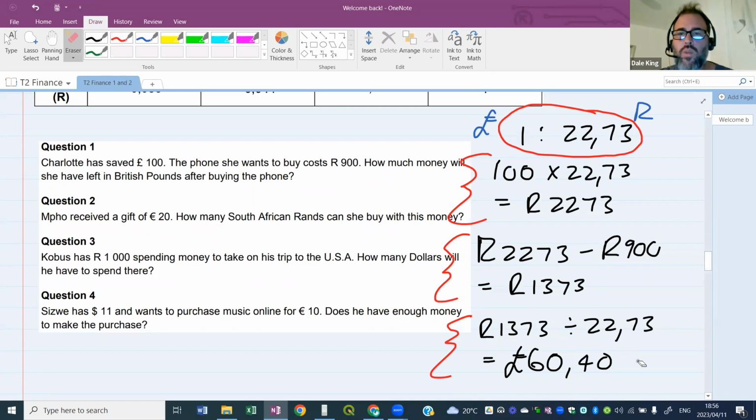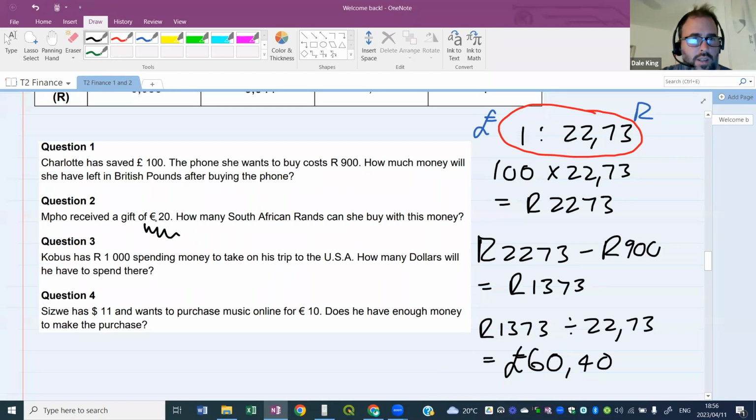We're going to end off with a real easy one. Nice and easy to end it off. Question 2. Paul received a gift of 20 euros. Now, you guys have to know the symbols, all right? If the table has a symbol, you're okay, but that's euros. How many South African rands can she buy with 20 euros? Nice and easy. I'll go up to the table.